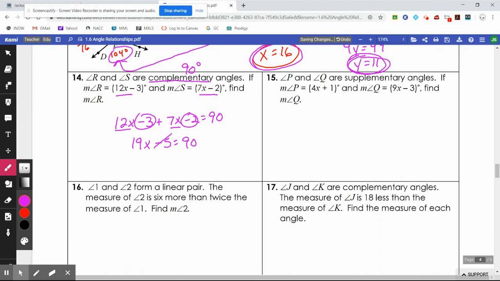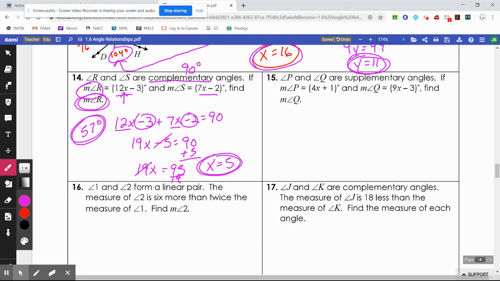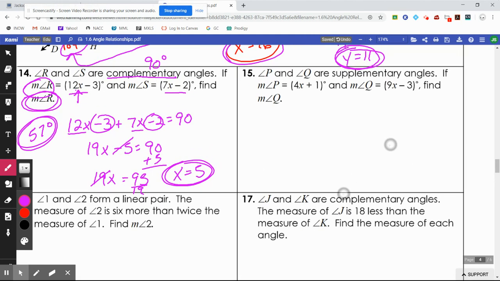Solve the equation to get rid of minus 5. I do plus 5, which leaves me with 19x is 95. Since 19 is being multiplied by x, we're going to divide by 19, which gives me x is 5. But again, it says find the measure of angle R. So instead of just leaving it at that, make sure that you plug in that x. Angle R is 12 times 5, which is 60, minus 3, which is a 57-degree angle. And you can plug it into the other one to check it if you like.